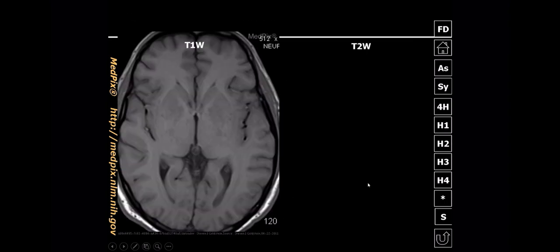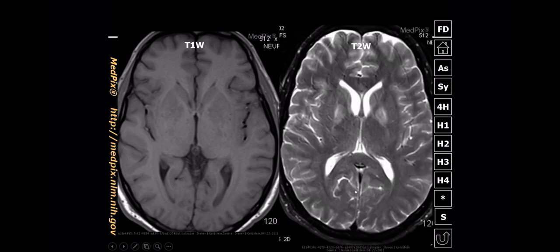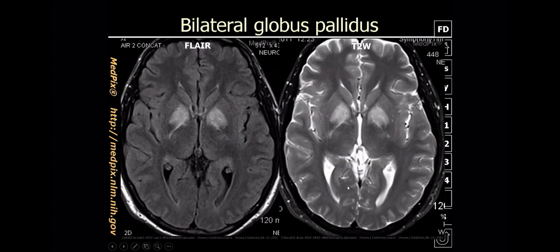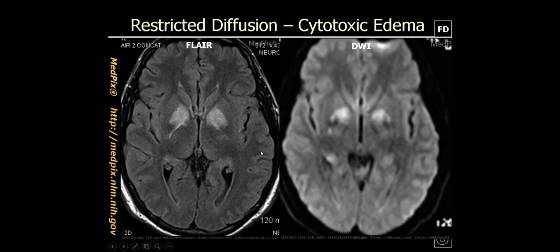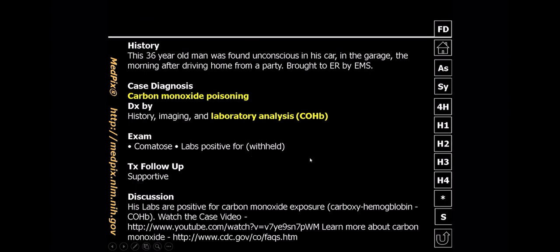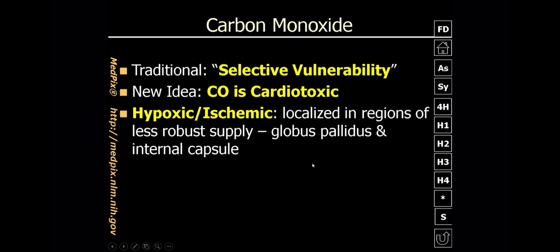This is the classic presentation for a patient who has carbon monoxide intoxication, involvement of the medial lenticular nucleus, involvement of the globus pallidus. So again, here we can see on the FLAIR and T2 that we have involvement of the gray matter. I just want to point out something to you. This is not gray matter. This is actually the internal capsule here. And we always talk about carbon monoxide causing damage to the gray matter of the globus pallidus, but in actual fact, it's not just limited to that. And again, we can see in the DWI that there's restricted diffusion there. So the patient's carbon monoxide intoxication was proven by the laboratory analysis and measuring levels of carboxyhemoglobin.